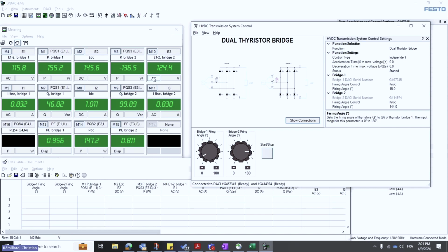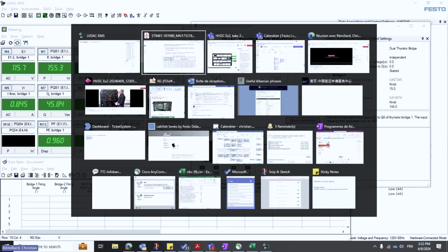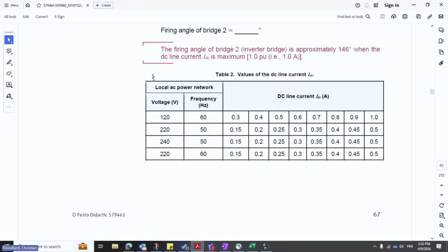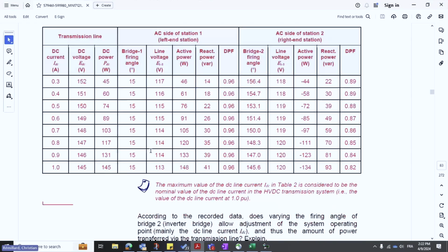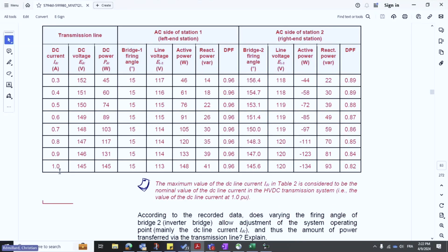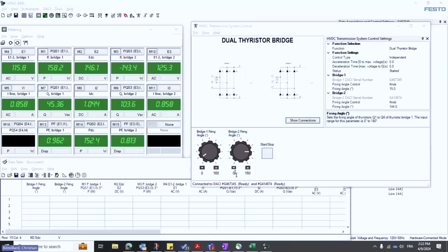So all in all, we can see that this is working really fine, and the values we get here are really close to what is expected in the exercise. So if we look in the table here, we see that for a DC current of 1 amp, we should have a firing angle of 145 on bridge 2. We are really close to that. A DPF of 0.96 on the first bridge and 0.82 on the second bridge. So all of these values are perfectly in line with what we see in the software here.